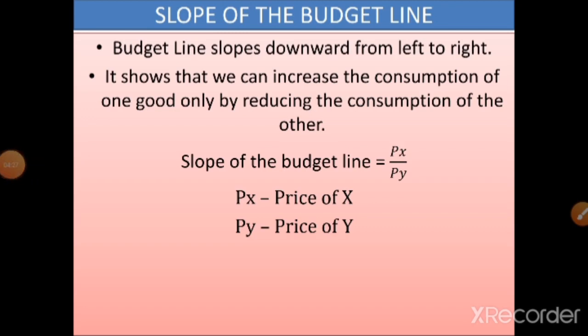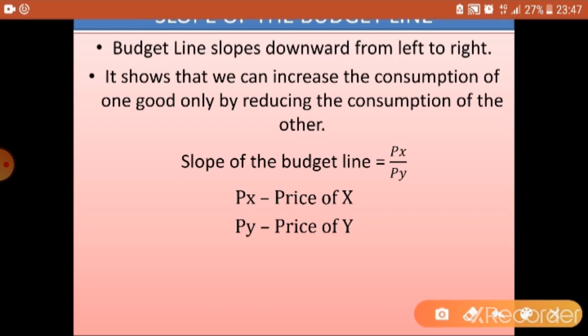Now let's see the slope of the budget line. The main thing is the budget line slopes downward from the left to the right. Why does it slope downward from left to right? Because the consumer is consuming one good by reducing the other good. That means one good increases while the other good reduces. So the slope of the budget line will be the price of X by the price of Y.